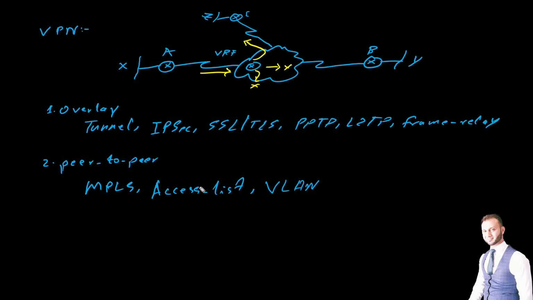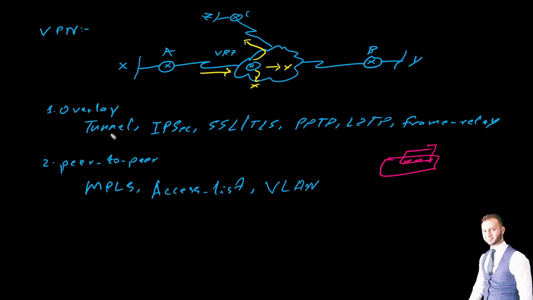So simply we can do the same thing via access list as well, and we can also do the same with VLAN, where we may have a switch here and we may allocate a certain number of ports into a specific VLAN so that those devices would only be able to communicate with each other. So that's the main difference between the overlay VPN and peer-to-peer VPN types.